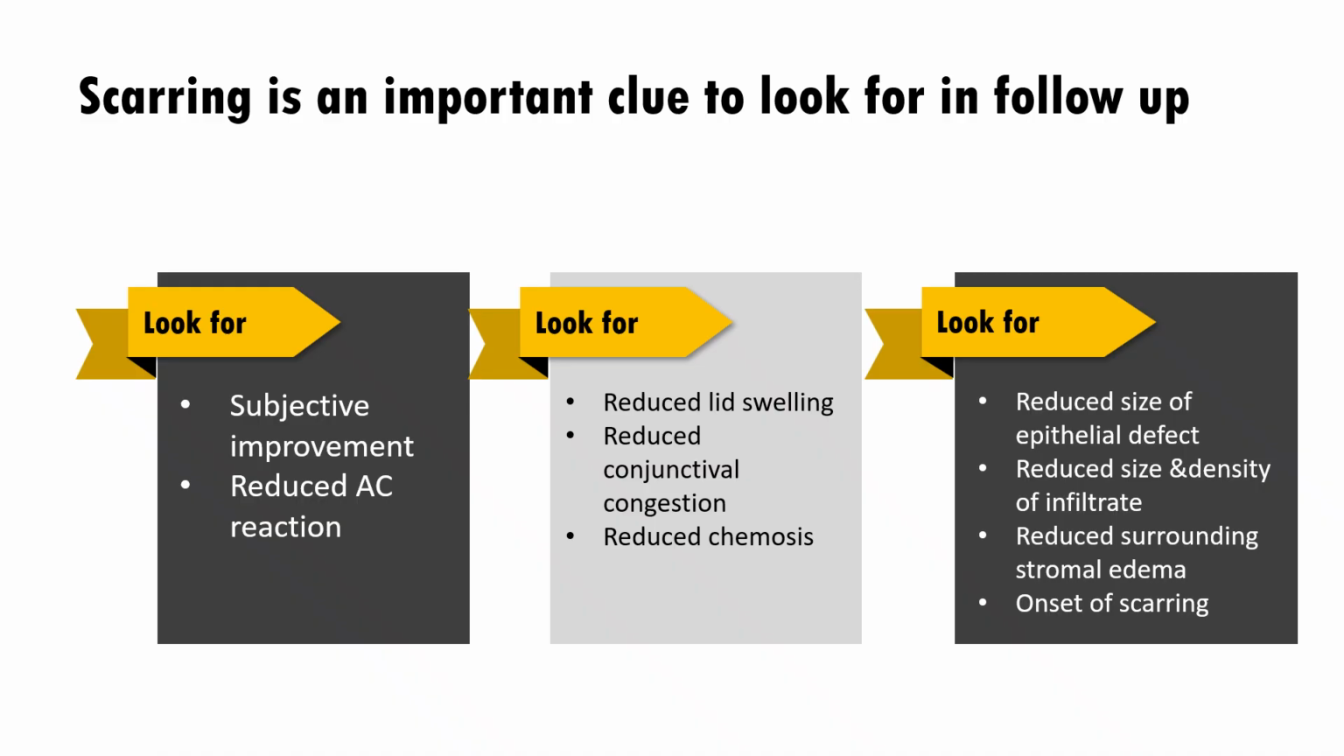In the part of the ulcer, you have to document the epithelial defect, size, shape, and the dimensions. Preferably, if you have a Haag-Streit slit lamp with you, you can document the size of the ulcer, and you have to document if there is reduced size of the epithelial defect, reduced size and density of the infiltrate, and reduced surrounding stromal edema with an onset of scarring. It is a good sign for you. You can keep following up the patient on the same treatment.